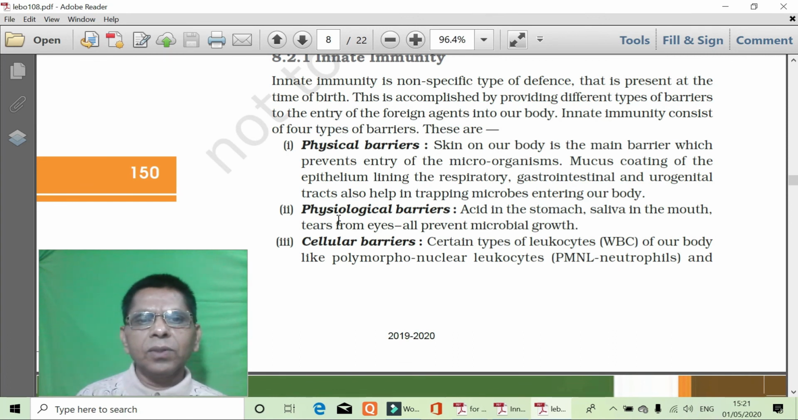Next to this, the physiological barriers. As per the physiological barriers mentioned in the CBSE textbook, the acid in the stomach, saliva in the mouth, the saliva in the mouth also contains the lysozyme enzyme, then tears from the eyes, all prevent microbial growth. So we have already studied every detail.